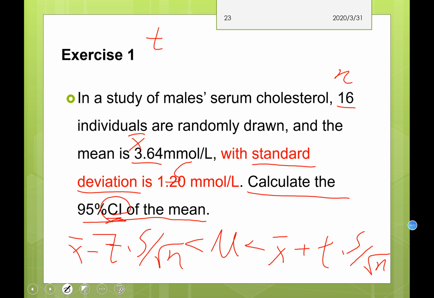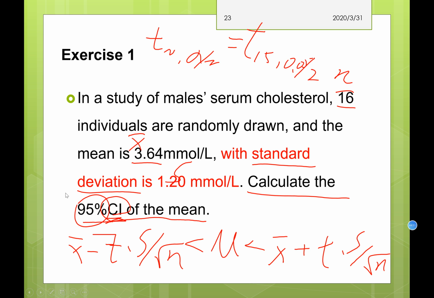We know that if we want to find t, we need two numbers, that is nu and two-sided alpha. And here, in this question, n is 16, so nu is 15. And for two-sided, the alpha is 0.05, because the probability of the confidence interval is 95%, right?